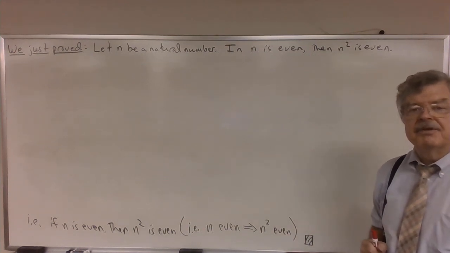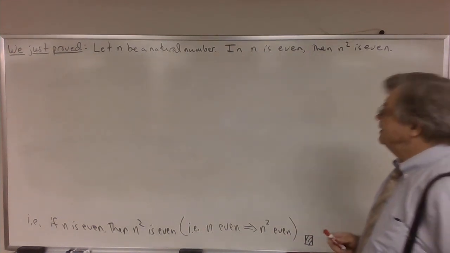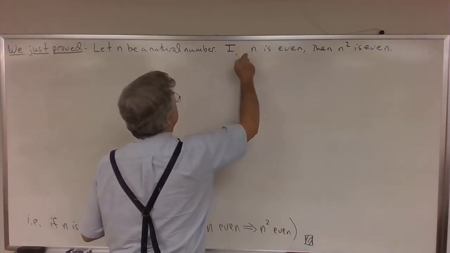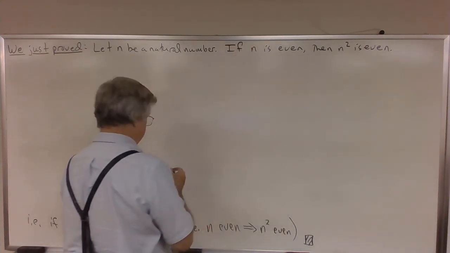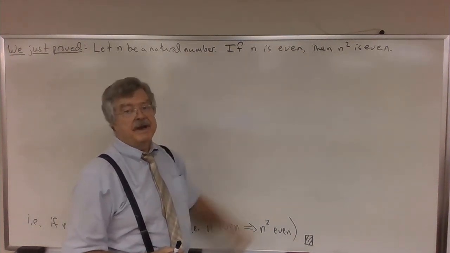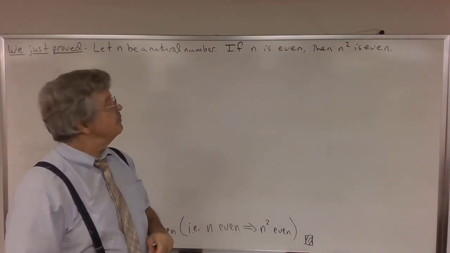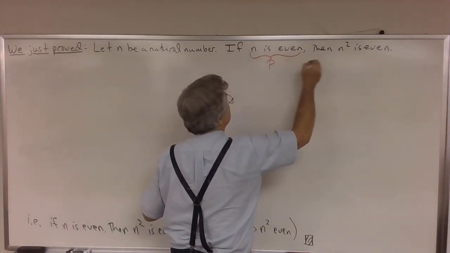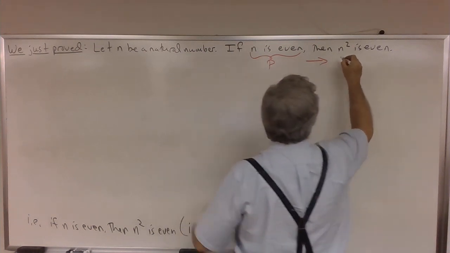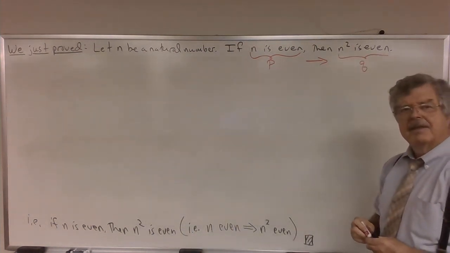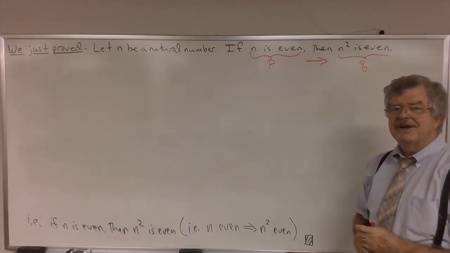Here's what we just proved. Let n be a natural number. If n is even, then n squared is even. We just proved a conditional statement. And here's our P. And here's our Q. Let's look at the contrapositive.